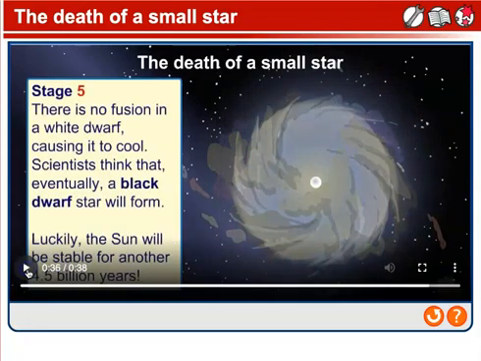And in stage 5, there is no fusion in the white dwarf, causing it to cool. Scientists think that eventually a black dwarf star will form. Luckily, the Sun will be stable for another 4.5 billion years.